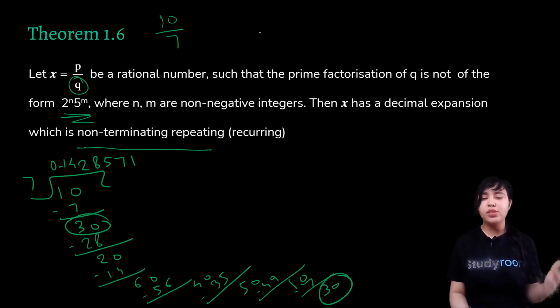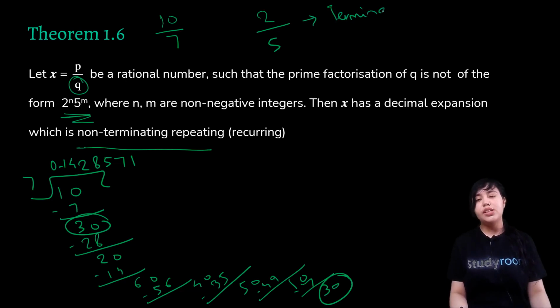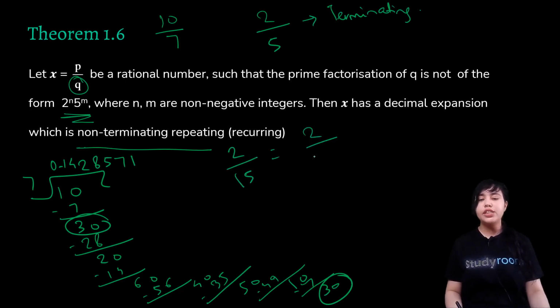Let me give you some more examples. Say if I give you 2 upon 5. This is terminating because the denominator has a factor of 5 only. If I give you say 2 upon 15, I can do a prime factorization of 15, which gives me 5 into 3. I'm having a prime factor other than 2 and 5, which is 3, which will make it non-terminating.